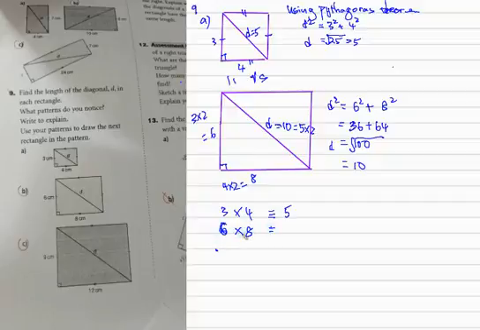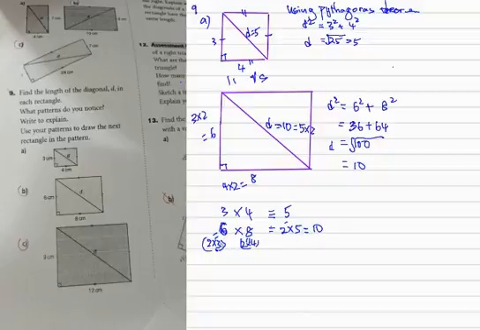Now 6 times 8 is actually 2 times 3, and 2 times this 4 here, which becomes 8. So therefore, the diagonal should be 2 times 5. So it's 2 times 5 gives you 10.